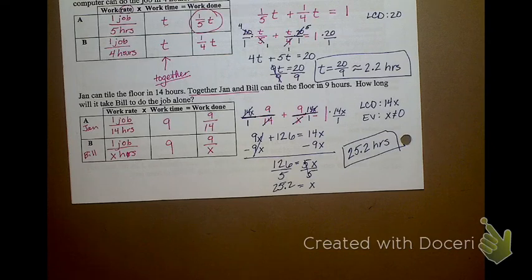Question. How come when you're multiplying the 1 times the LCD, it's 14x instead of 14? Instead of what? Instead of 14 over x? Oh, never mind.